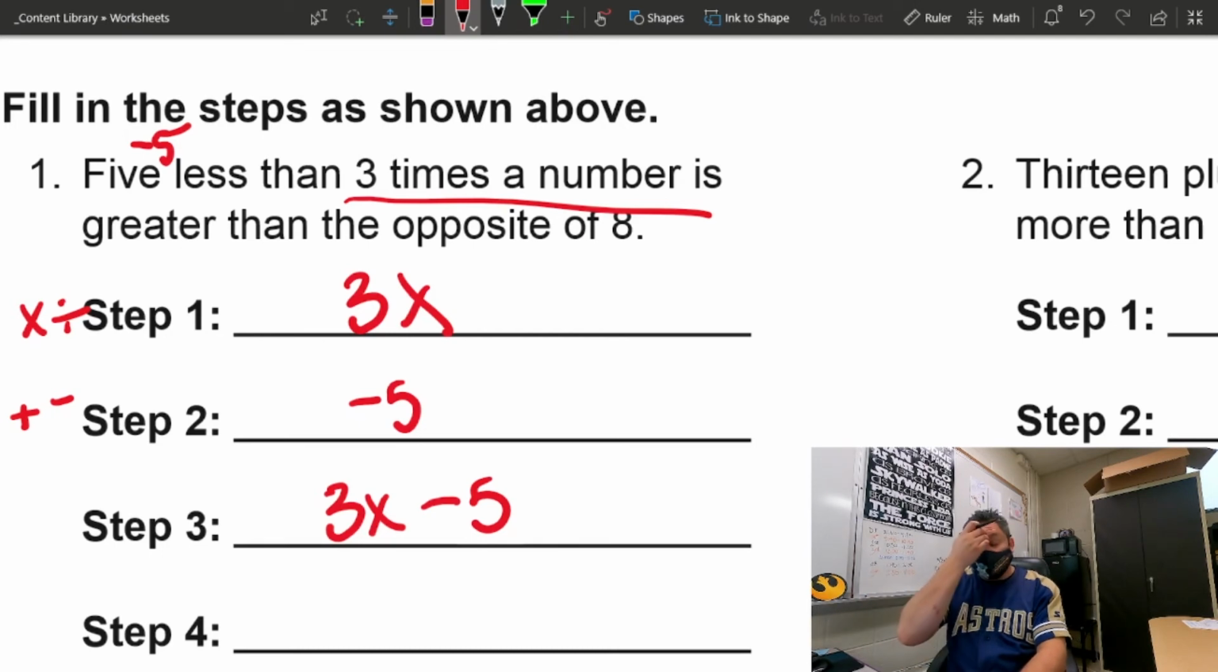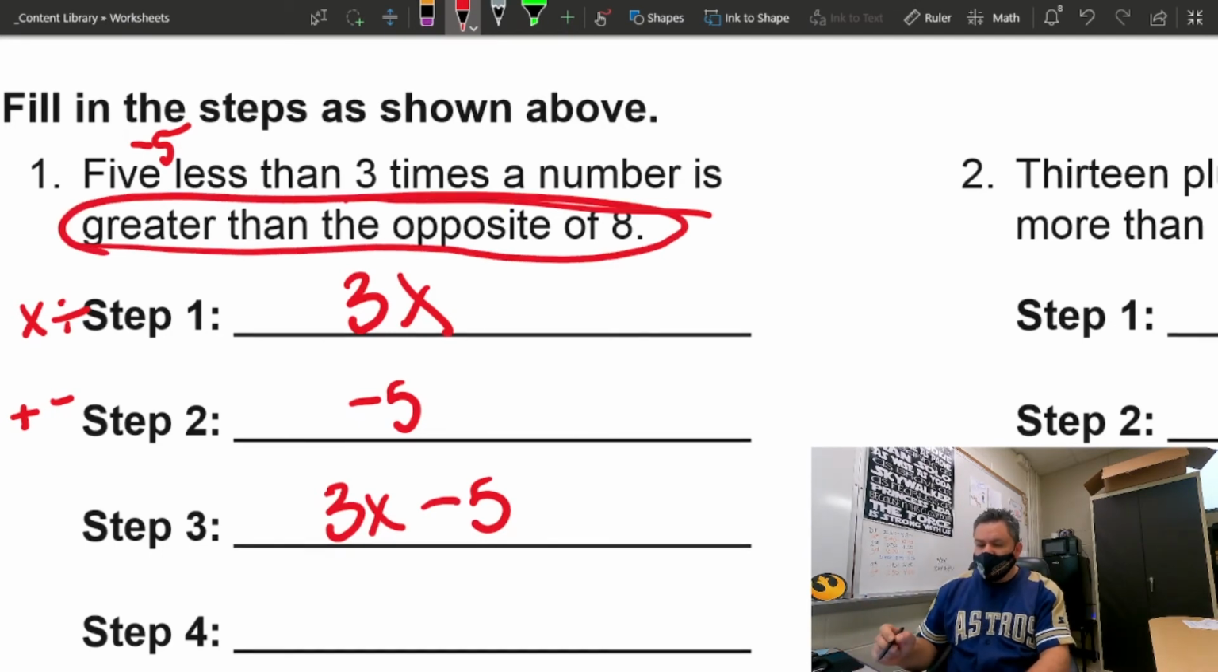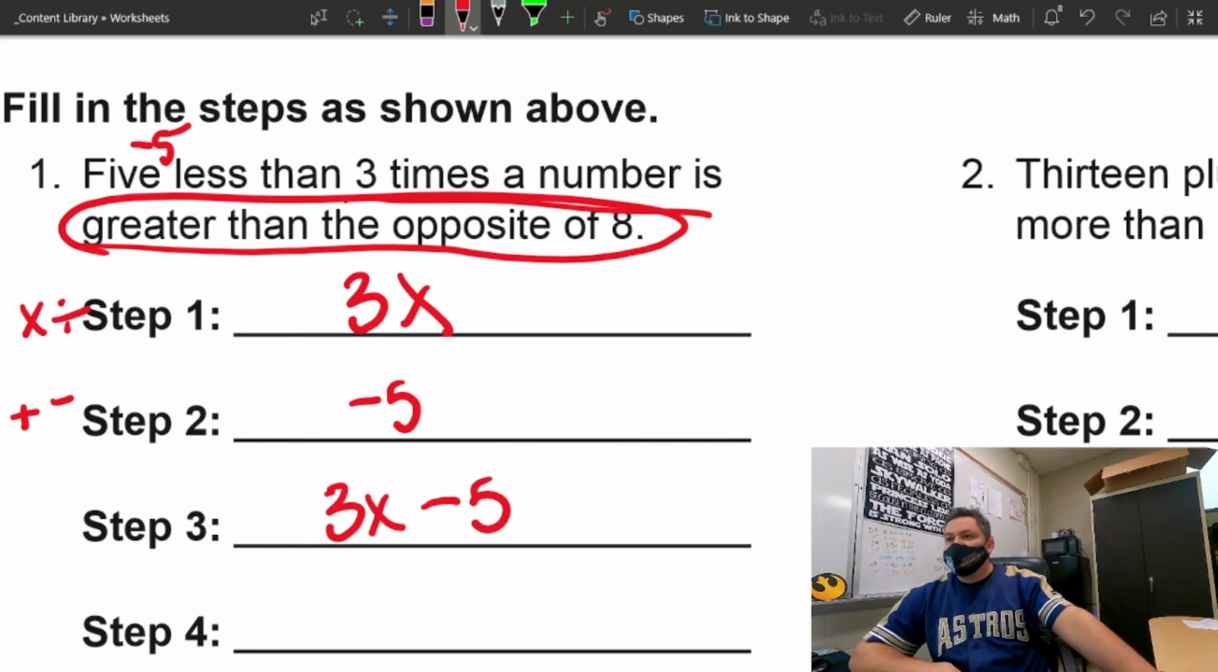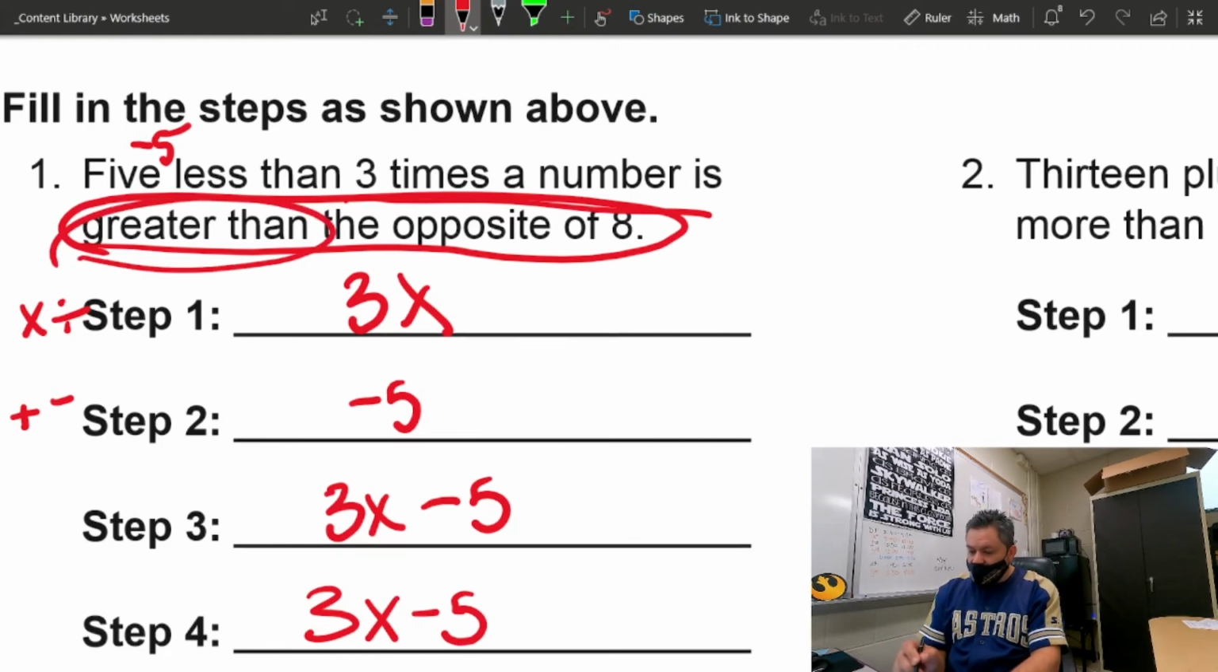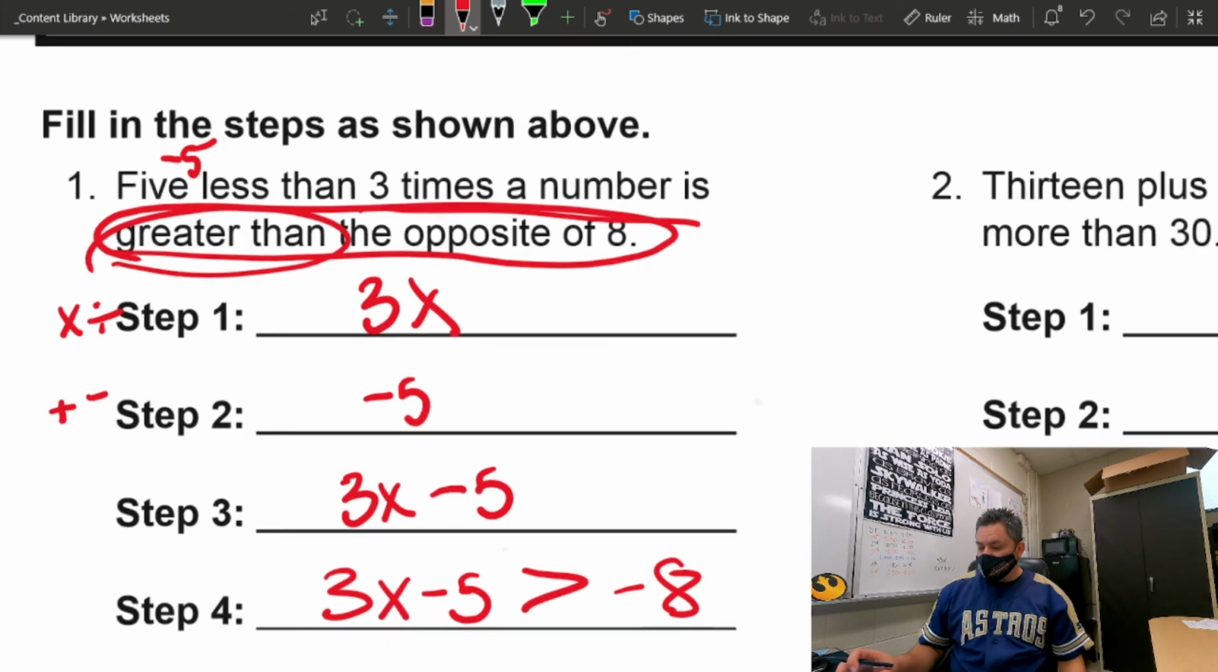And now, let's look for my inequality sign. Greater than the opposite of 8. What does it mean by the opposite of 8? What's the opposite of 8? Very good. Anytime you see the opposite, that just means negative, right? So we're gonna do 3x minus 5 greater than, I'm gonna use this one, the opposite of 8. And that's it, I wrote it. Super simple. Now let's look at number two.